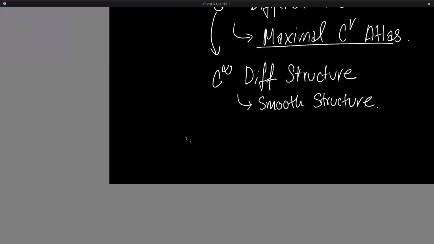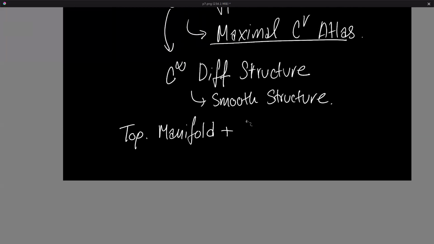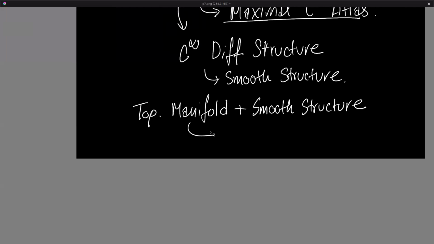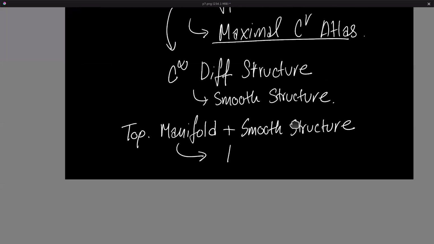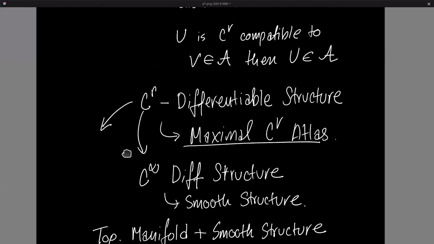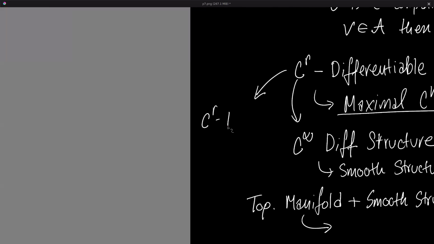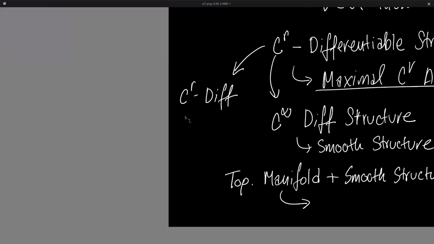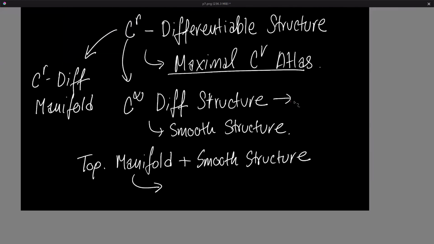And so if we have our original topological manifold, we say that we endow it with a smooth structure. There's a choice here of smooth structures in general, and that gives you a differentiable manifold. In general, if we had a C^r differentiable structure, we'd get a C^r differentiable manifold. And if we have a C infinity differentiable structure, then we get a smooth manifold.